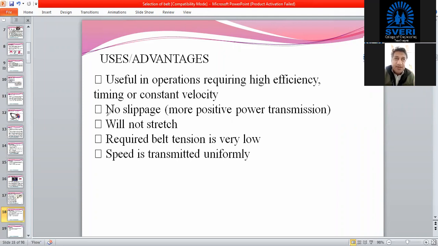That's why no slipping will occur, and we can move towards the positive power drive or positive power transmission, like gears, and that is going to become the most important advantage of this V belt. And this is used where high efficiency is required, like timing belt. We get a constant velocity ratio.